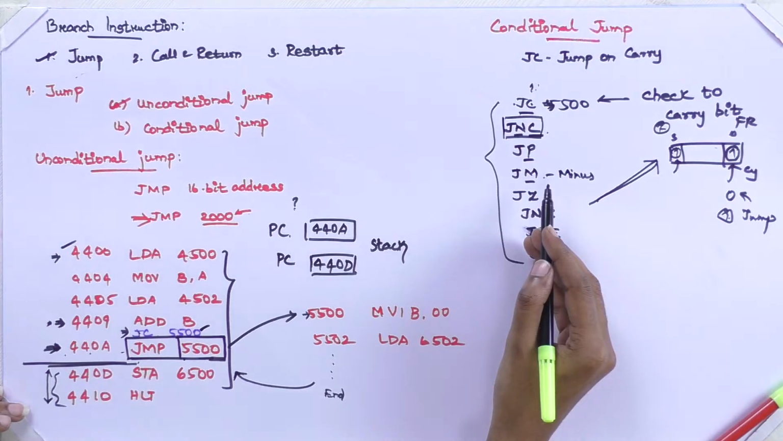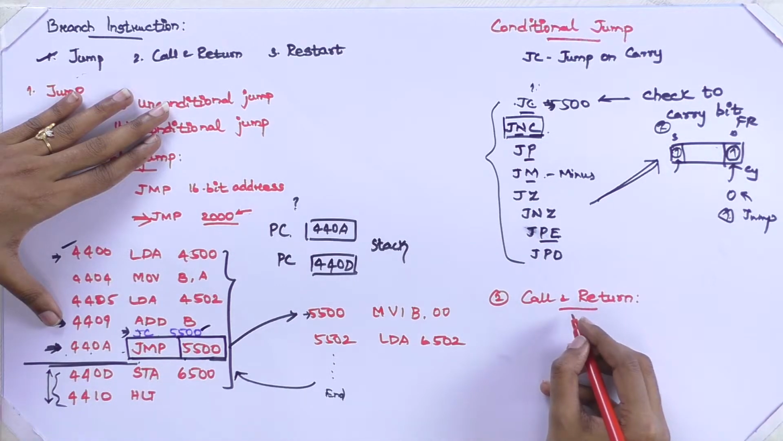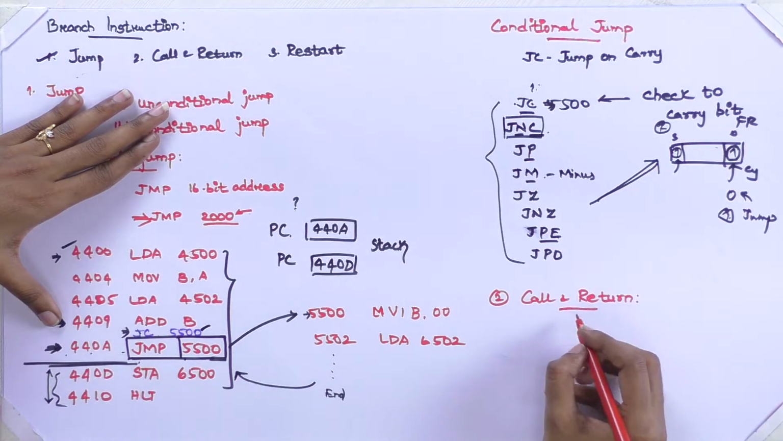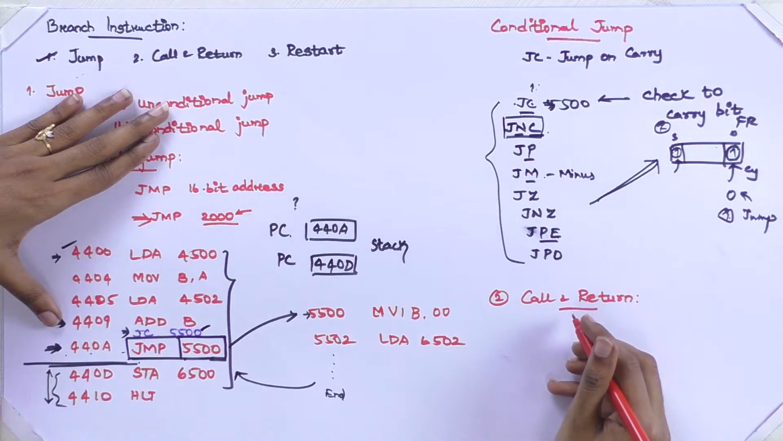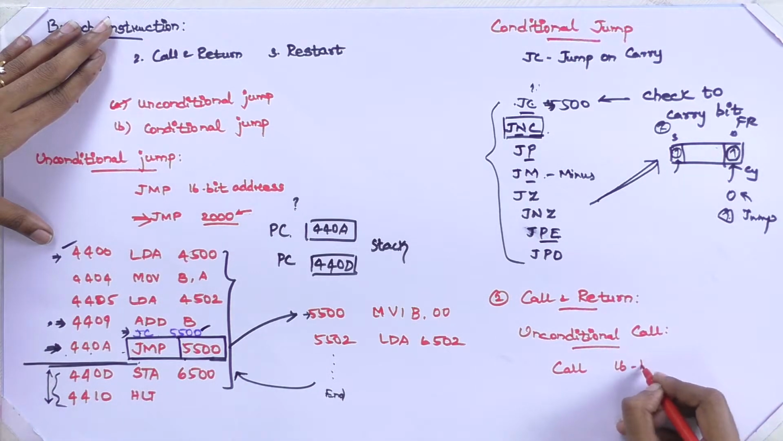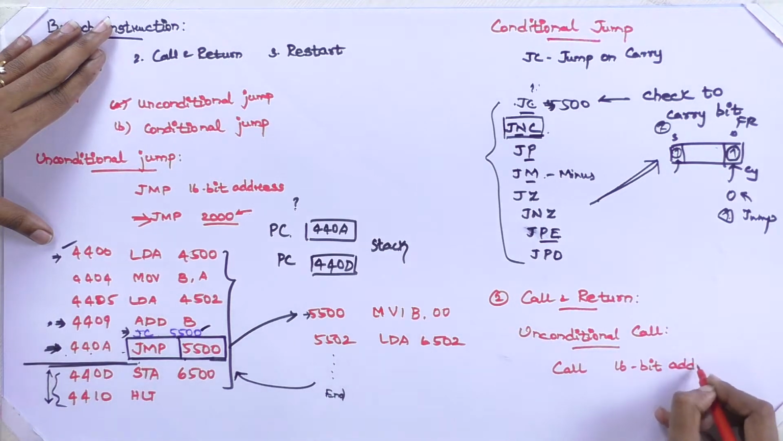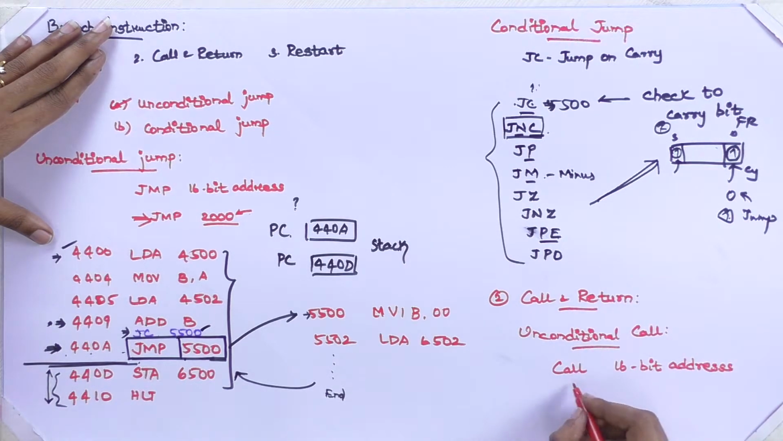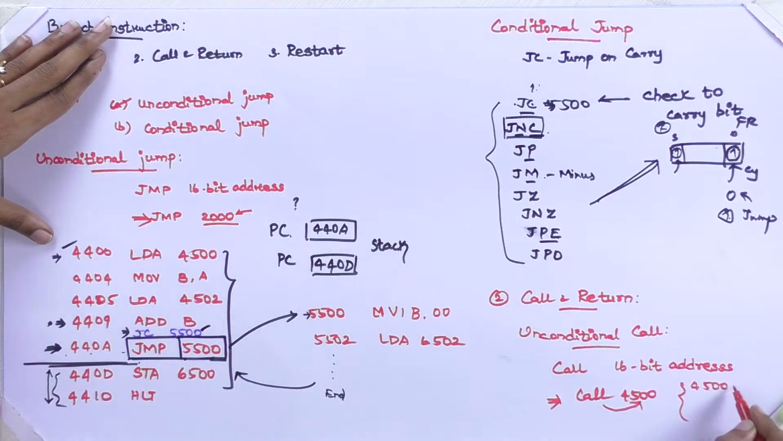Next we will see about the call and return instructions. Call is also of two types, one is conditional call and the other is unconditional call. First we will see the unconditional call. As with jump, the syntax is call, then you mention the 16-bit address. For example, if we have call 4500, once the processor sees this instruction, it will jump to this address 4500 and execute whatever instruction we have there.